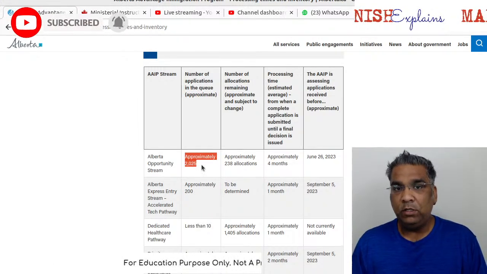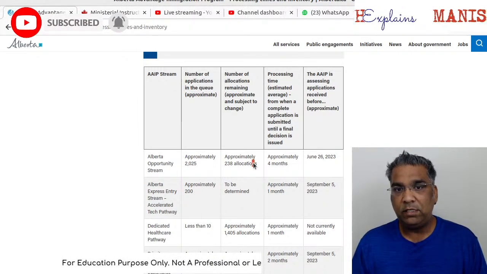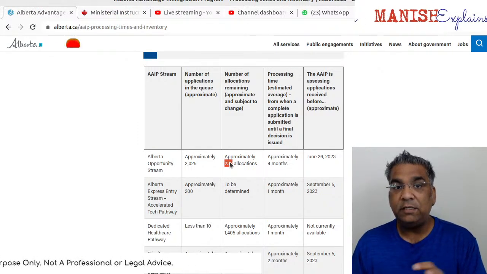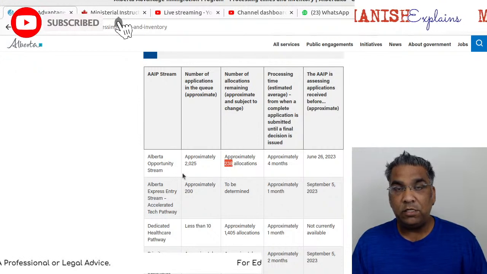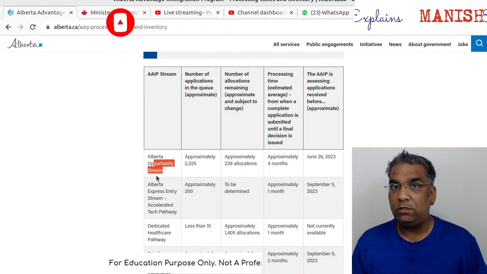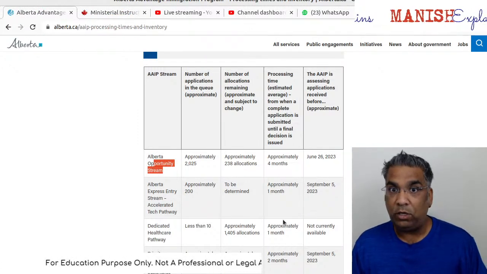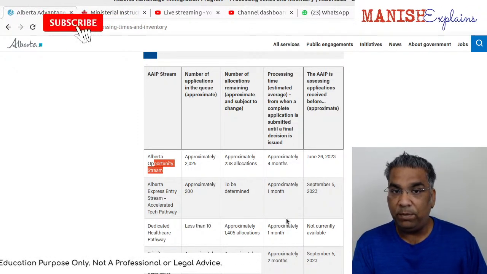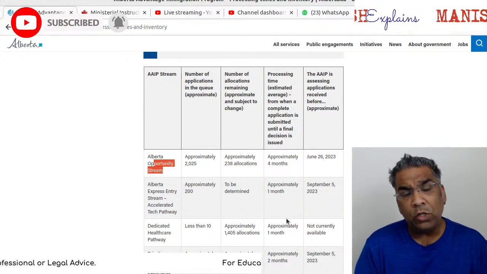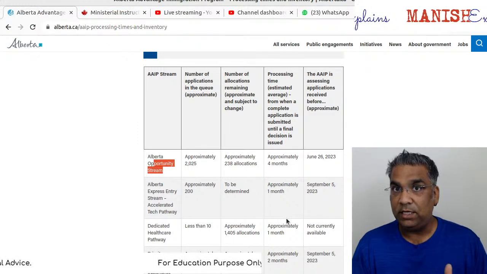Out of these 2025 applications, they still have 238 declared allocations remaining in the Alberta Opportunity Stream. But as I told you, there are 2000 application nomination limits overall remaining. Depending on the volume and everything, these things can change.